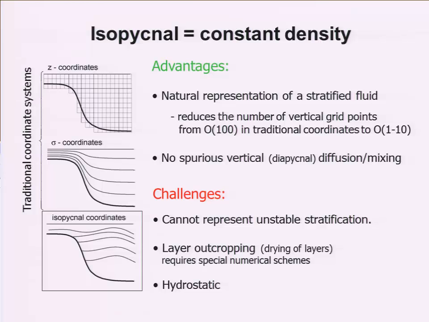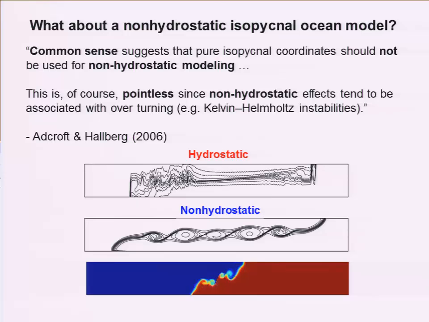Now, some challenges of isopycnal models include that we cannot represent unstable stratification. And also, things like layer outcropping or wetting and drying of isopycnal layers require special numerical schemes. And finally, a challenge of isopycnal models is that the existing ones are purely hydrostatic. And what's the reason behind this? What about a non-hydrostatic ocean model?